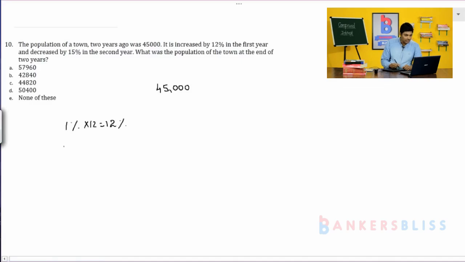So 1% means 450, and you have to calculate 450 into 12. So 12 zeros are 0. 12 5s are 60, 6 carry over, 12 4s are 48, 48 plus 6, 54. So it is 5,400. So after adding, how much are you going to get? 50,400.